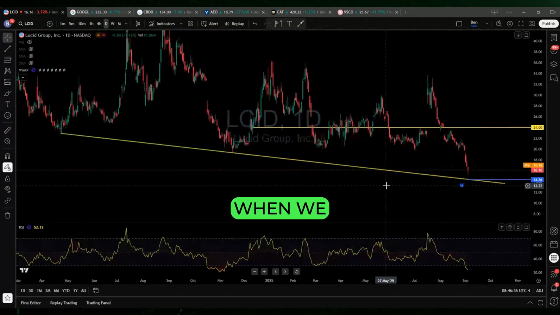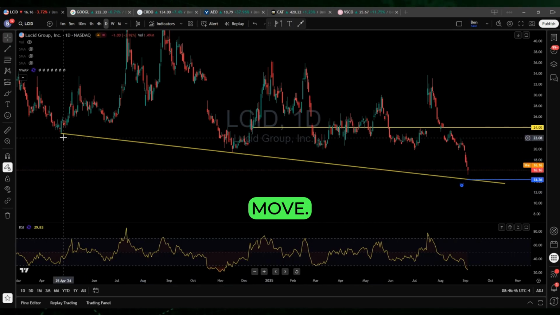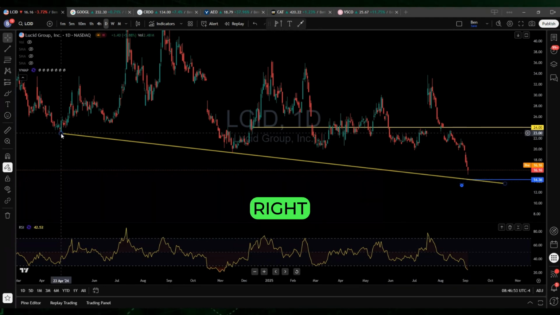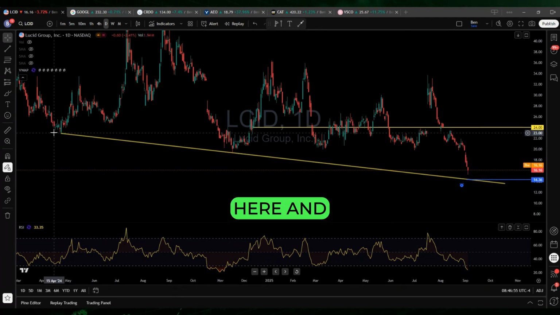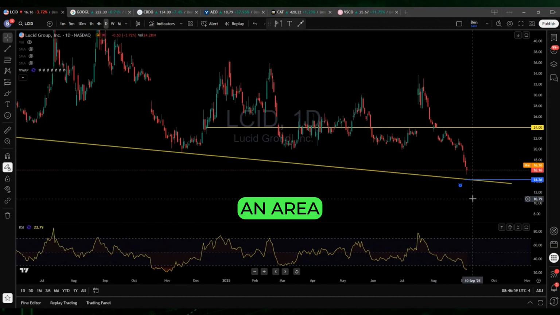So what we do when we look at the relative strength index, we have to look at either support or resistance, depending on the indicated price that the stock is going to move. In this case, Lucid looked like it was heading lower. So we connect this low pivot right here and this pivot right here and create a trend line using those two low pivots. And this gives us an area of support.